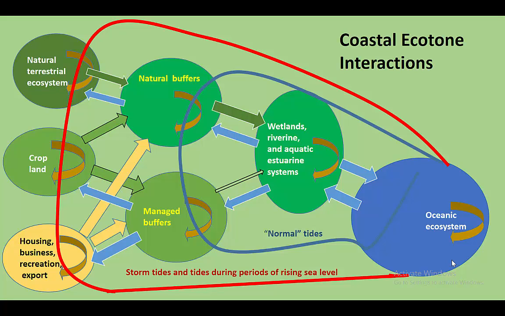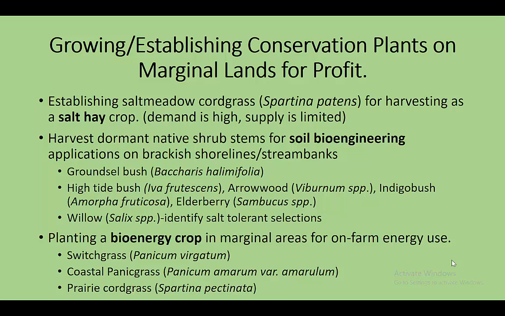So this whole idea of income producing buffers is of particular interest to myself and us at the Plant Materials Center in Cape May. So I just want to throw out a few potential ideas here of growing conservation plants on these marginal lands or these transition areas that could refresh the buffer and also produce some income, rather than the option of just abandoning these areas.